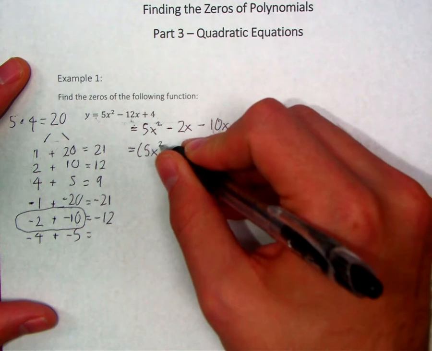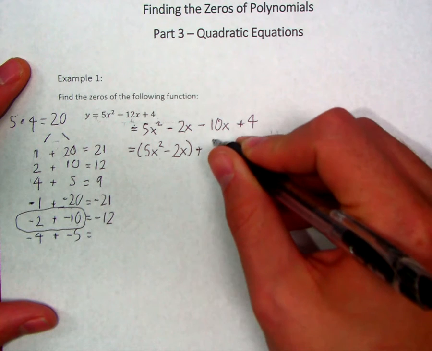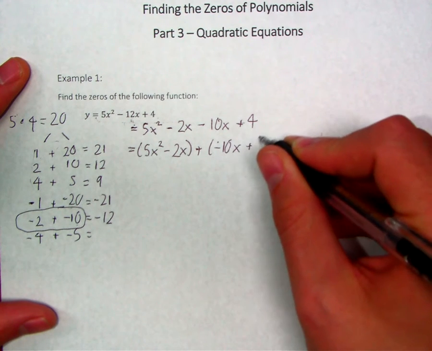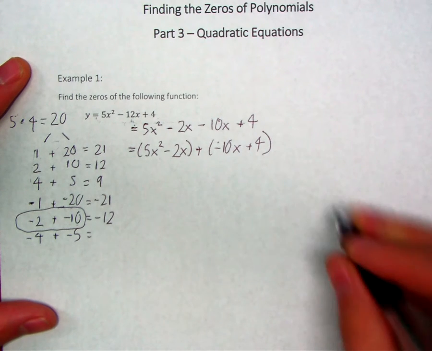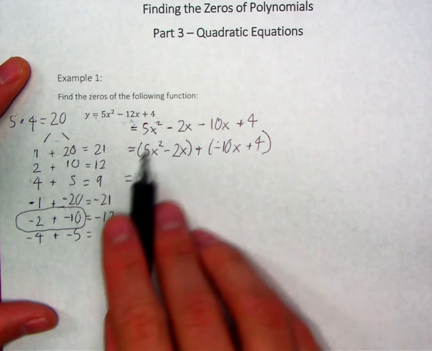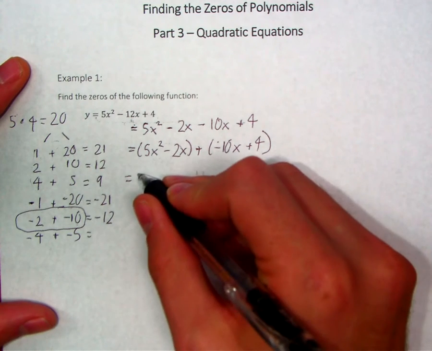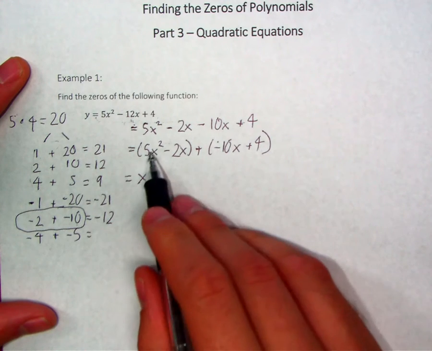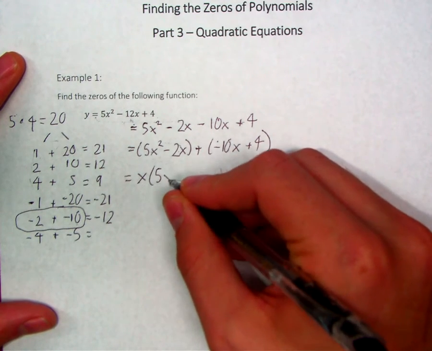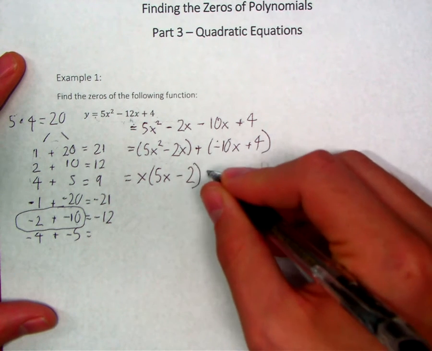So if I group the first 2 terms together in parentheses and group the second 2 terms together in parentheses, always putting a plus sign between my groups, then I can find the greatest common factor of both groups. In my first group, the greatest common factor looks to be x, because x can divide evenly into both those terms, but nothing bigger than x. So if I divide an x out of both those terms, I'm left with 5x minus 2.